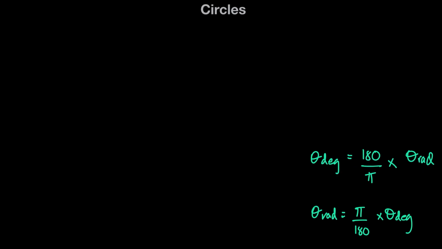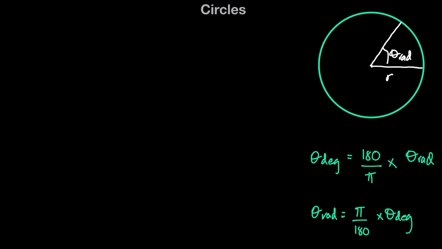Now let's consider this. Let's say that I have a circle over here, and I want to find the area of the sector of the circle. So I want to find the area of the sector in terms of the angle theta in radians. Well, we've learned previously that the area of a sector can be found by taking the angle in degrees divided by 360 times the total area of the circle, which is pi r squared.